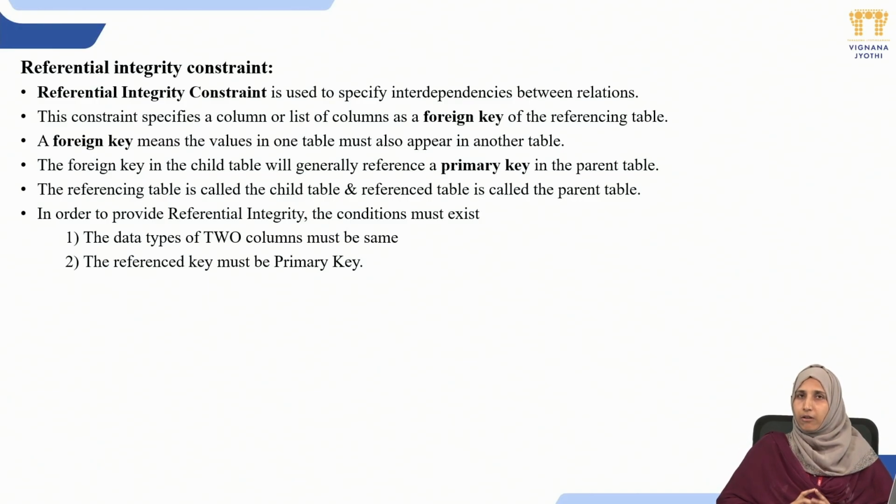I'll repeat. There will be 2 tables, table 1 and table 2. Both the tables will be having their own primary key called PK1 and PK2. Now, PK1 is referred to as foreign key in my table 2. I hope it is clear. Now, we'll see with the help of an example also.